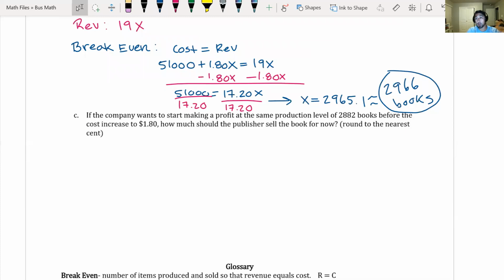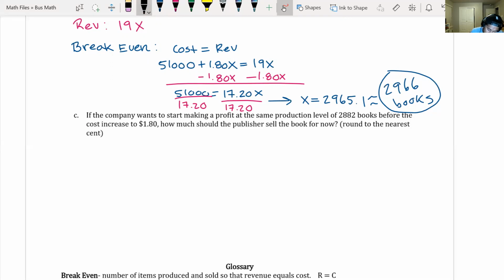So this means that they want to do a price increase to keep up with the cost increase at the same amount of books they were making before all this happened. So all we have to do for this one is find the price, right? We want to find the price. Okay. So what we're going to do for this one is treat it as break even still, but the one thing we don't know is price.